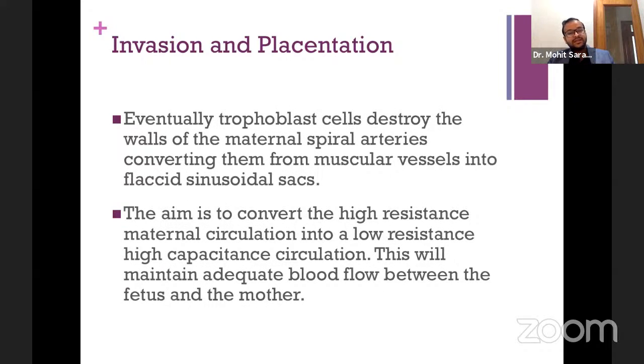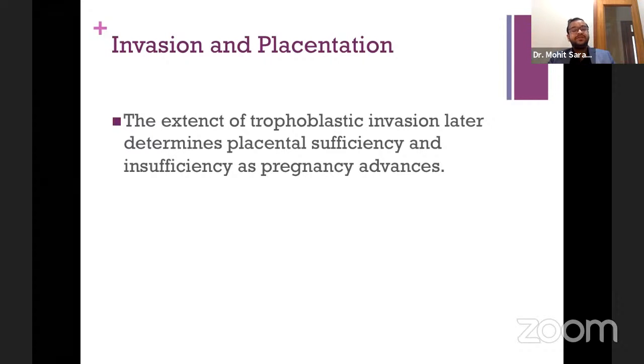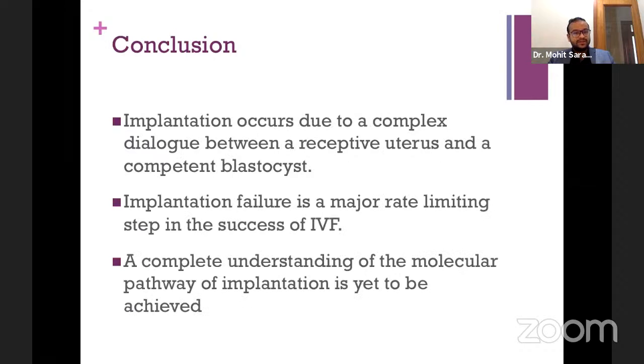Eventually, the trophoblastic cells destroy the walls of the maternal spiral arteries, converting them from muscular high resistance vessels into flaccid sinusoidal sacs. The aim of this is to convert the high resistance circulation into a low resistance, high capacitance circulation, and this will maintain adequate blood flow between the fetus and the mother. The extent of trophoblastic invasion later determines placental sufficiency and insufficiency as pregnancy advances.